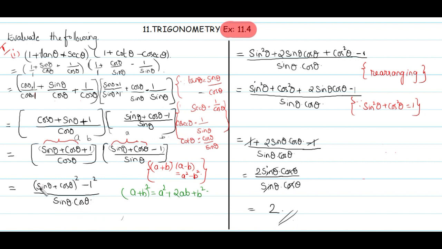Then this sin theta plus cos theta whole square is in the form of a plus b whole square. What is the expansion of a plus b whole square? It can be written as a square plus 2ab plus b square. So, what is our a here? Sin theta is a. So, a square is sin square theta. It should not be written as sin theta square, that is a wrong notation. It is sin square theta.